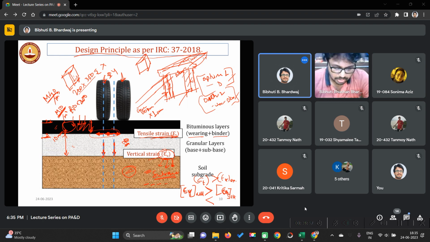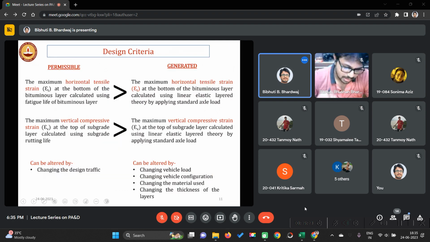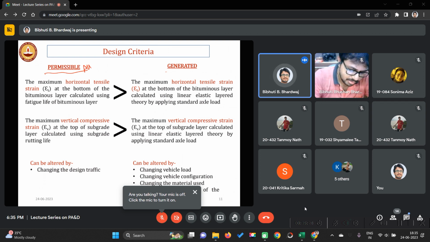increments, all those things. So that is why companies consult experts, because they know that if the experts can suggest some little tweaks and twists, even if they can simply reduce the thickness by 1 centimeter, they will save crores. Okay. So anyway, now as I said, one is permissible or allowable, and one is generated or expected.